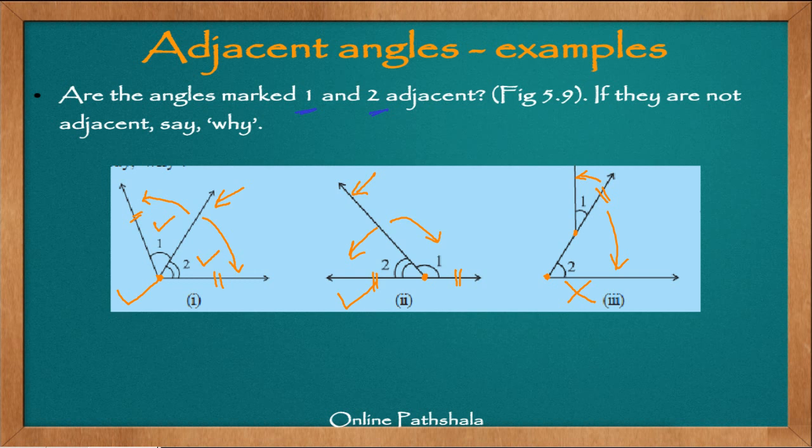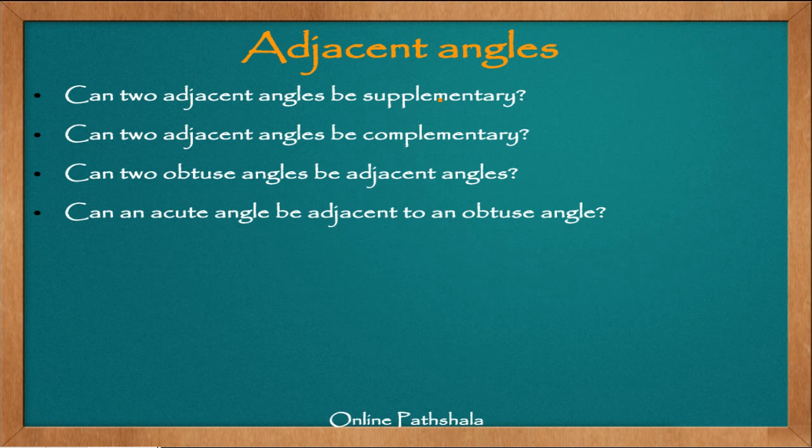Okay, now let us try to dig a bit deeper by trying to answer a few questions about adjacent angles. The first one is, can two adjacent angles be supplementary? That is, if I have two adjacent angles, can their sum be equal to 180 degrees? The straight answer to this is yes, and the reason why we can say so is that we can draw a straight line and we just draw 90 degrees like this.